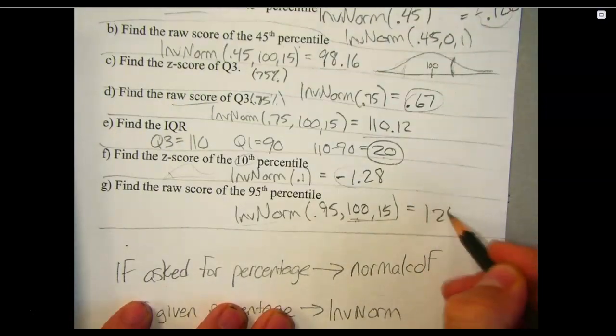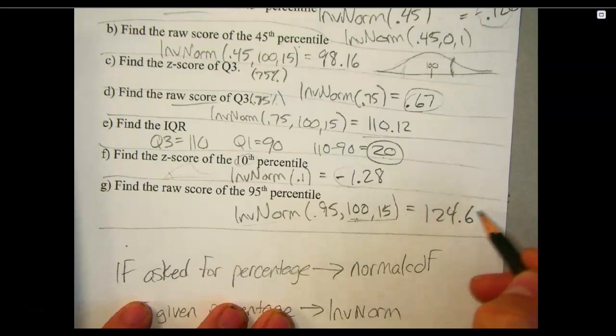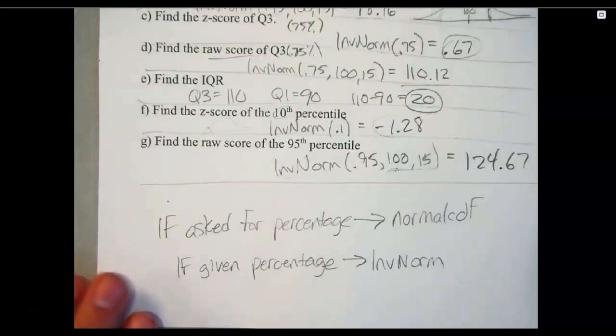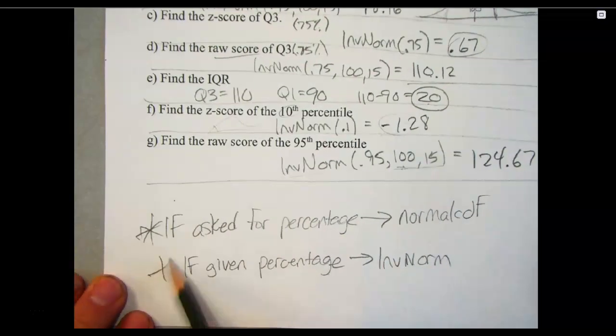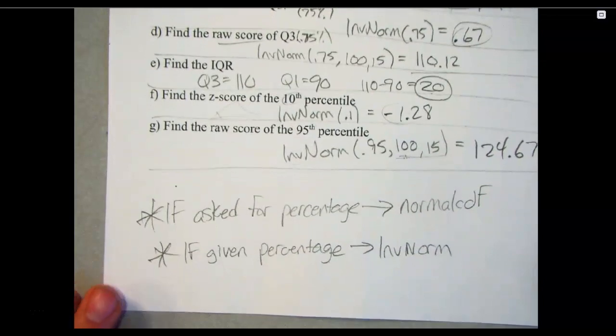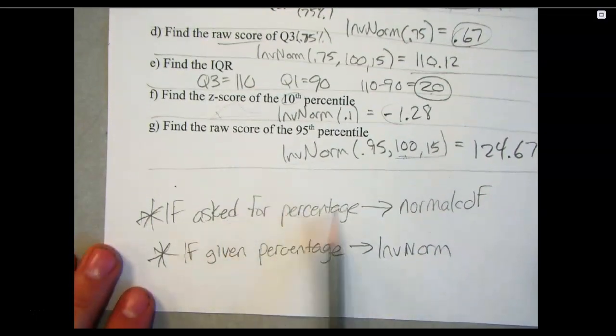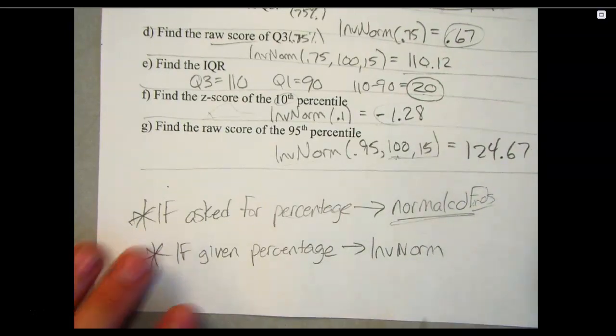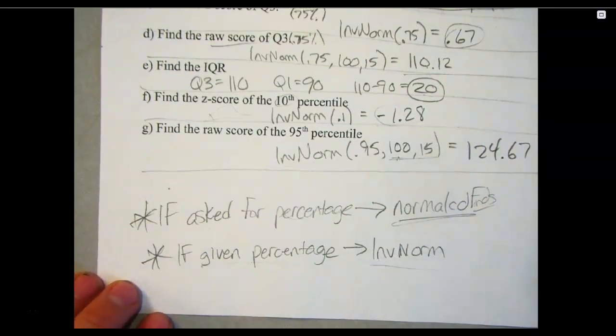So this comes out to 124.67. Those two okay? Again, this is huge. It doesn't seem like it today because I haven't started mixing these problems up yet. But I will. So if you're asked for the percentage, normal CDF finds percentage. Normal CDF, F for find. If you're given the percentage, inverse norm.